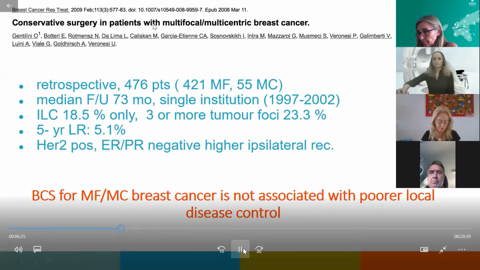So in this study, going back to 2008, which is a retrospective study with more than 400 patients with a median follow-up of 73 months, their cases were invasive lobular cancers in 18.5%, and they've also identified 3 or more tumor foci in 23% of the cases. Their local recurrence rate at 5 years was 5%.